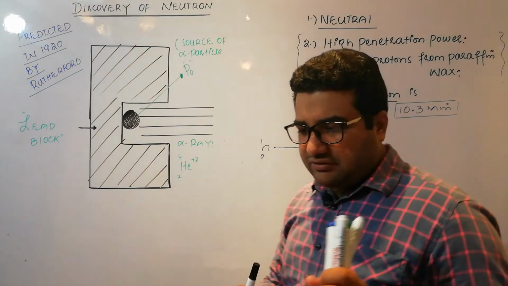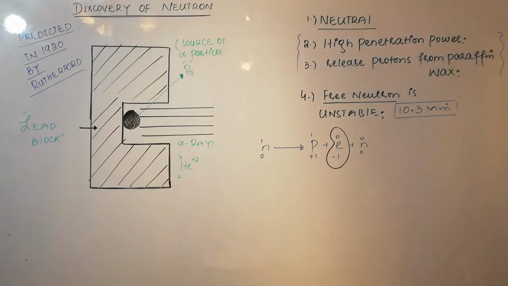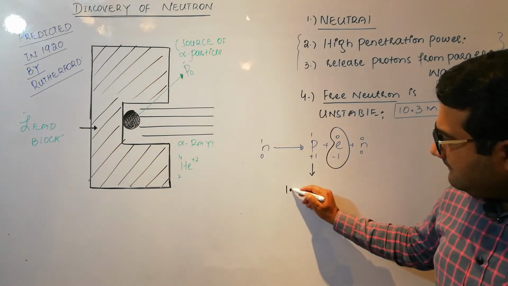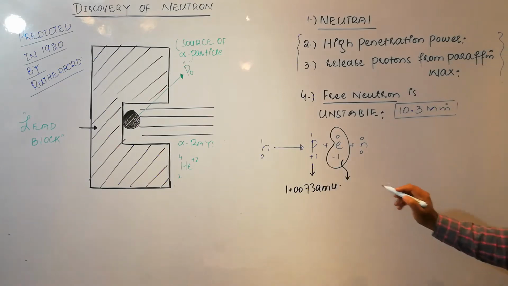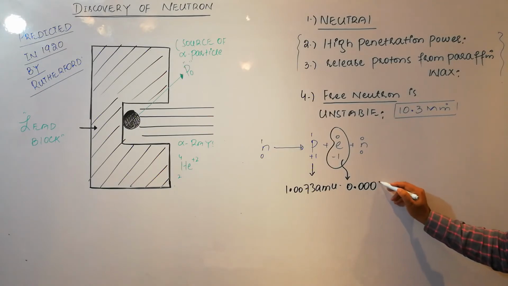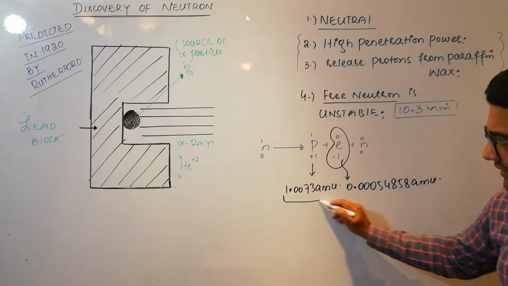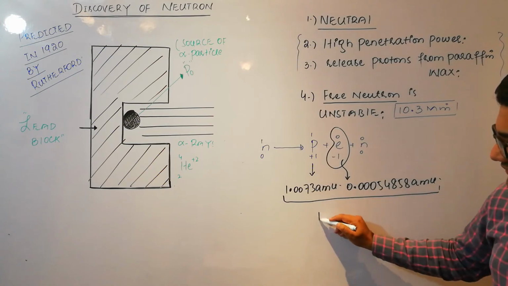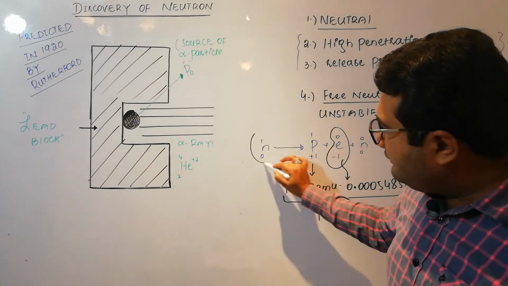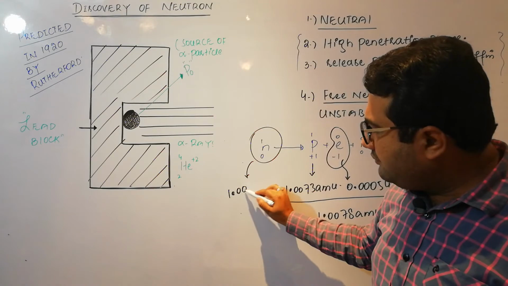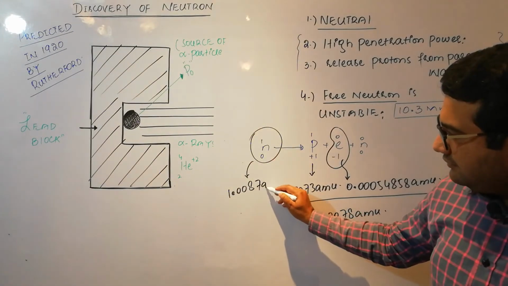Let me tell you one point which is quite conceptual. Why do these free neutrons decay? Listen to me very carefully. This point is very interesting. The mass of one proton is 1.0073 AMU. And the mass of one electron is 0.000548858 AMU. When you combine these two masses, the mass comes out to be 1.0078 AMU. But the mass of a neutron is, I think, 1.0087 AMU.